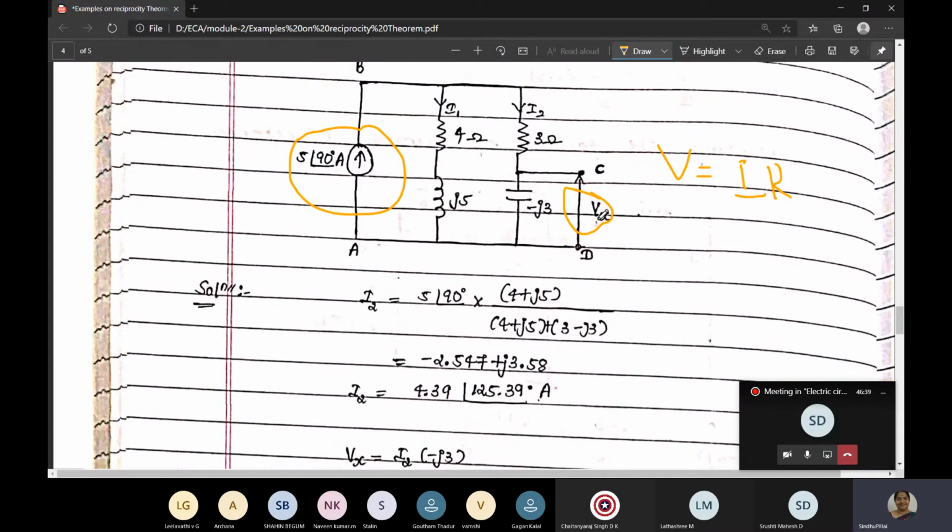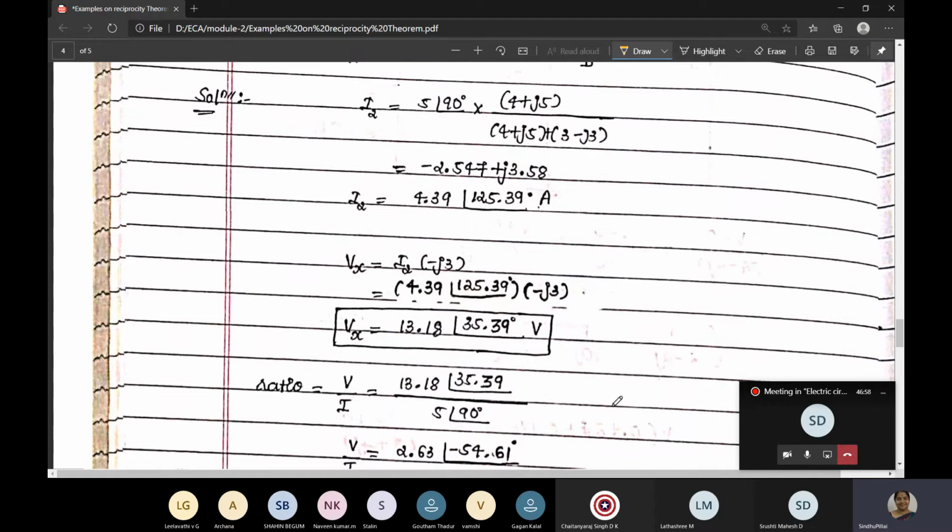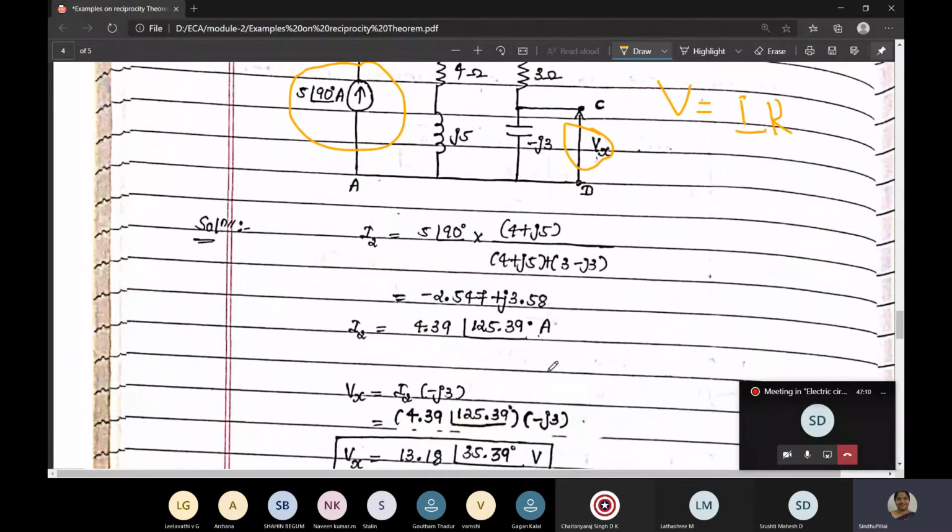Now we have to find out the voltage. What is Vx? Whatever the current is, into minus j3 will give the voltage. So Vx is equal to I2 into minus j3. Just substitute I2 and minus j3, and we will get the voltage Vx. After getting the voltage Vx, we have to find out the ratio. The ratio is the voltage divided by current. How much voltage did we get? 13.18 divided by the current, which is 5 at an angle 90.